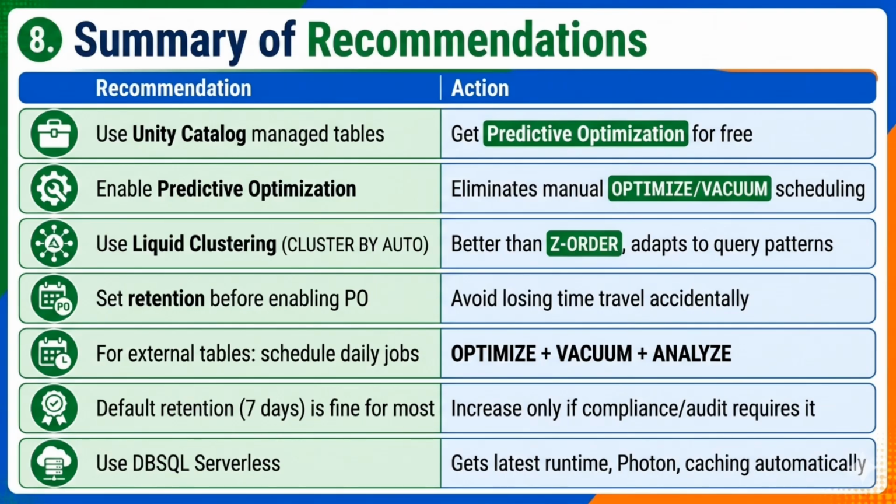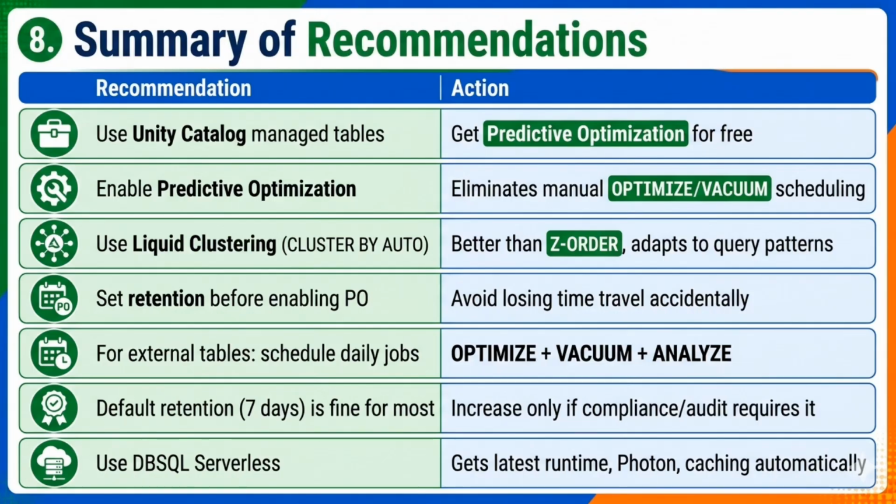Now let's wrap everything up with a quick summary of the key recommendations. If you're working with Databricks and want better table performance, easier maintenance, and more efficient SQL workloads, here are the main recommendations to keep in mind. First, use Unity Catalog Managed Tables whenever possible. The recommended action is to get predictive optimization for free. This helps automate important table maintenance tasks and reduces the amount of manual optimization you need to perform.